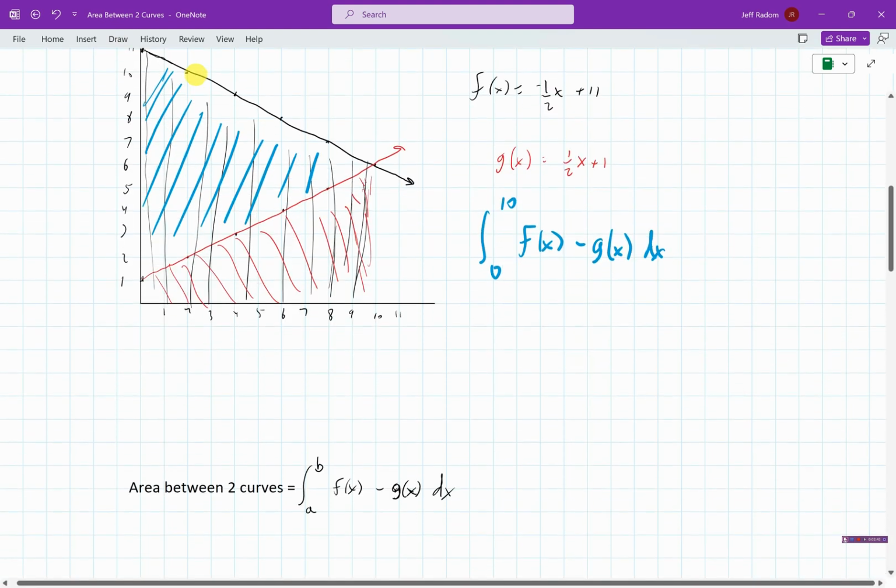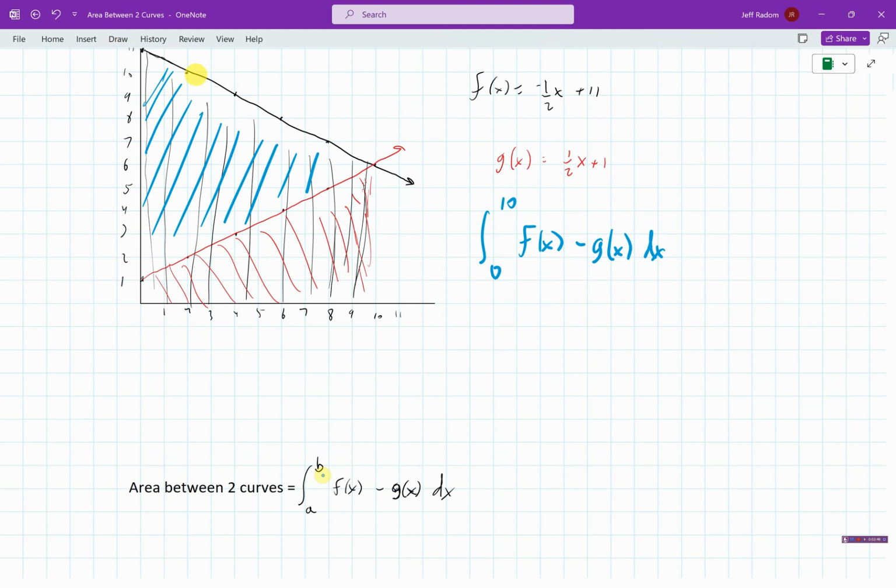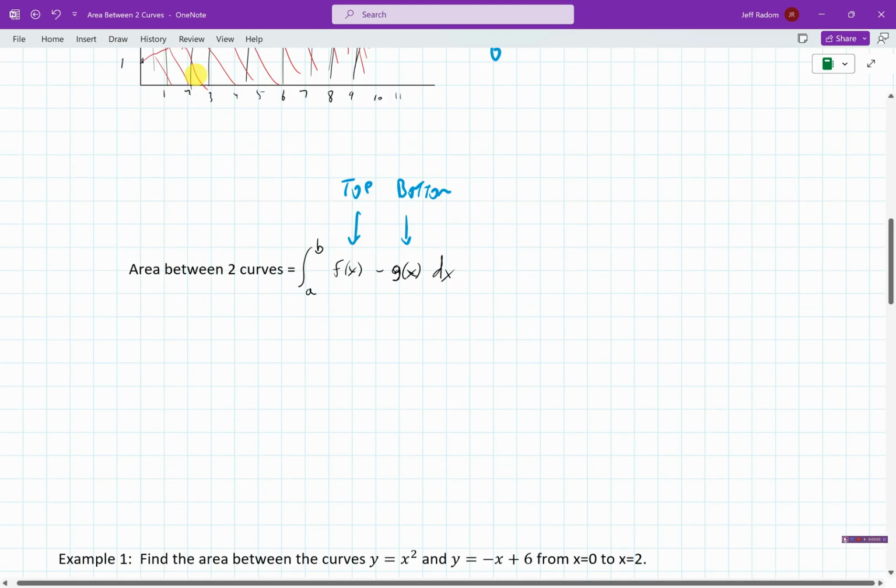So this is our formula here. The area between two curves is equal to the integral from a to b of f of x minus g of x. The important thing in this formula is that f of x must be the top function, and g of x must be the bottom function. Okay, let's look at some examples.